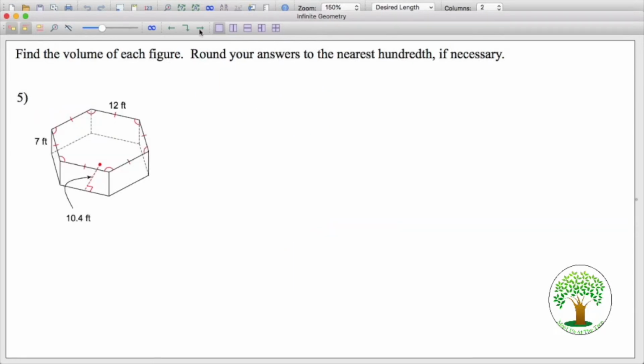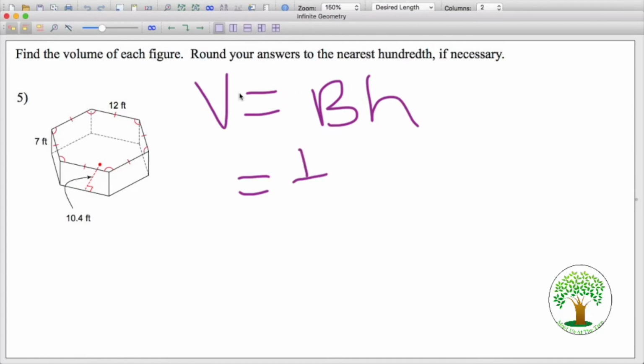Number 5. What kind of prism is this? Hexagonal. And so the area of a hexagon is what? 1/2 ap. Good job. This is where all those formula madnesses are paying off. If you haven't got them in your head, keep your formula madness sheets in front of you so you can look at them.